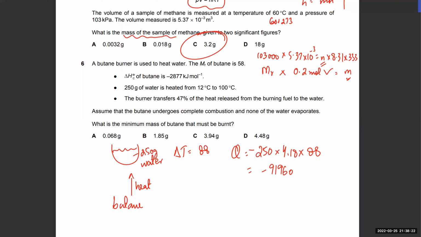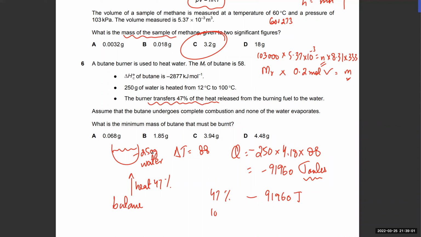You check, confirm, that's kilojoules, right? That's joules actually. So that is the amount of heat being absorbed by water. But then he says something else, that this is only 47% of the heat. So only 47% of the heat that butane produces actually goes into the water. So this is just 47% of the heat. So you can use ratio.